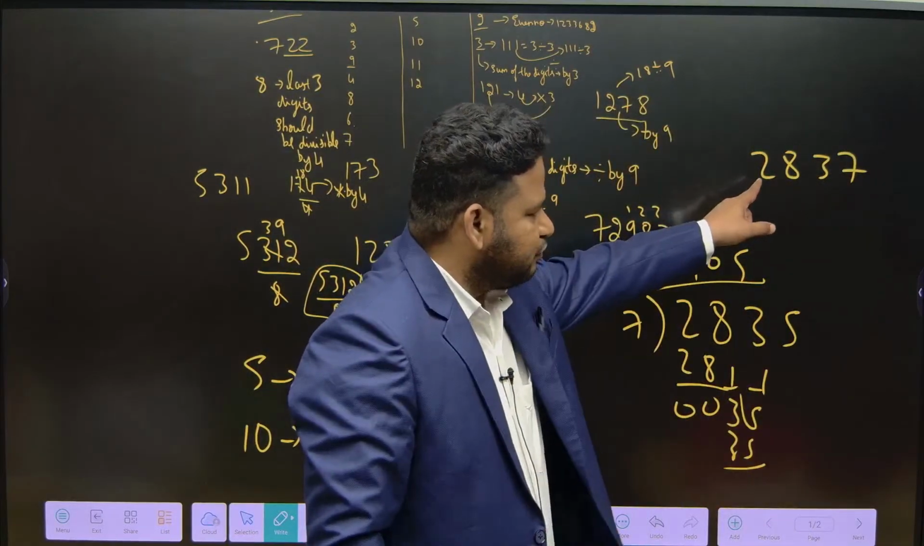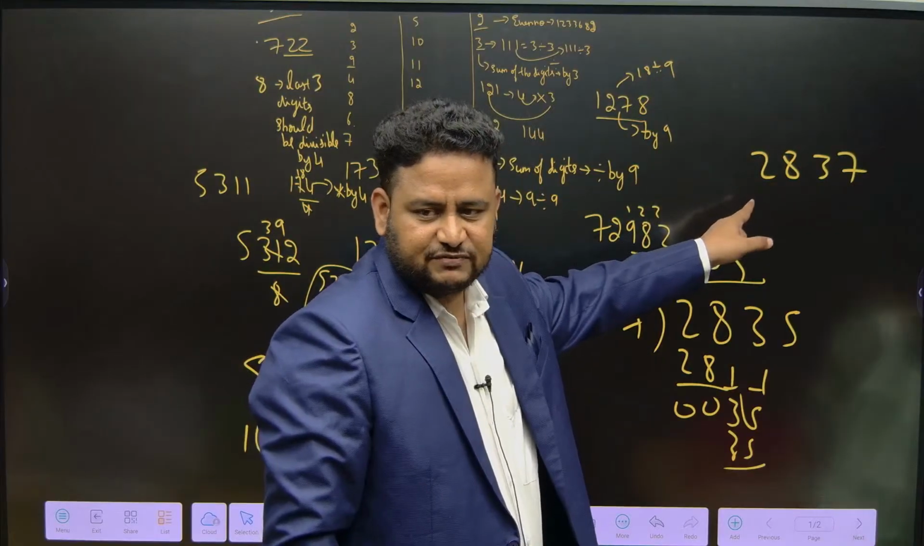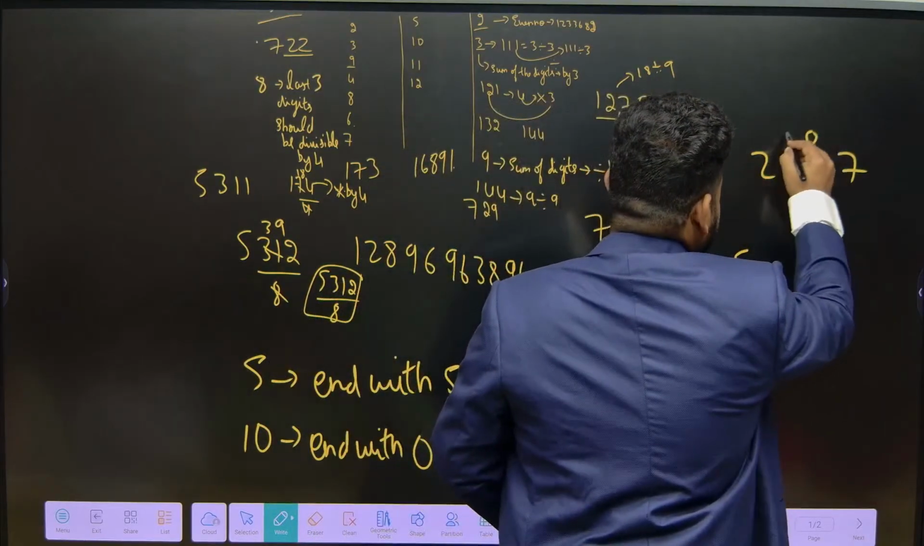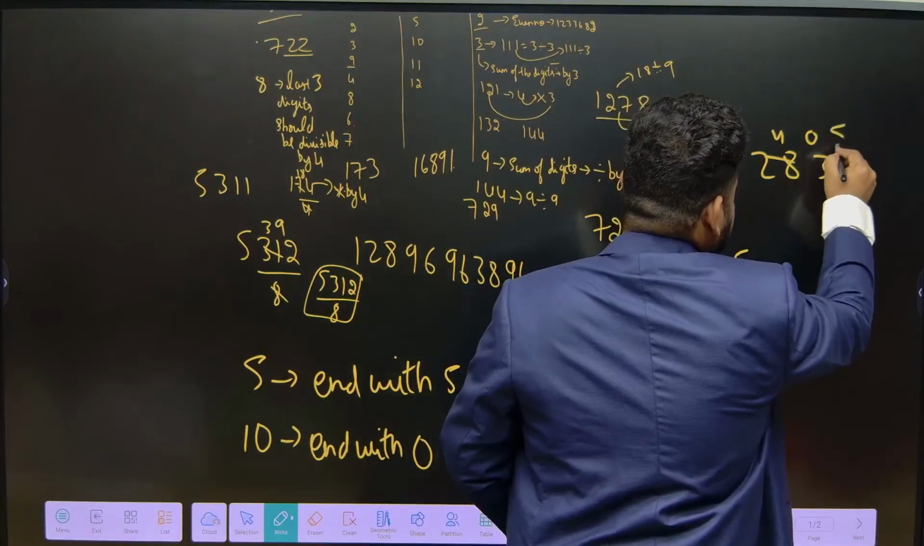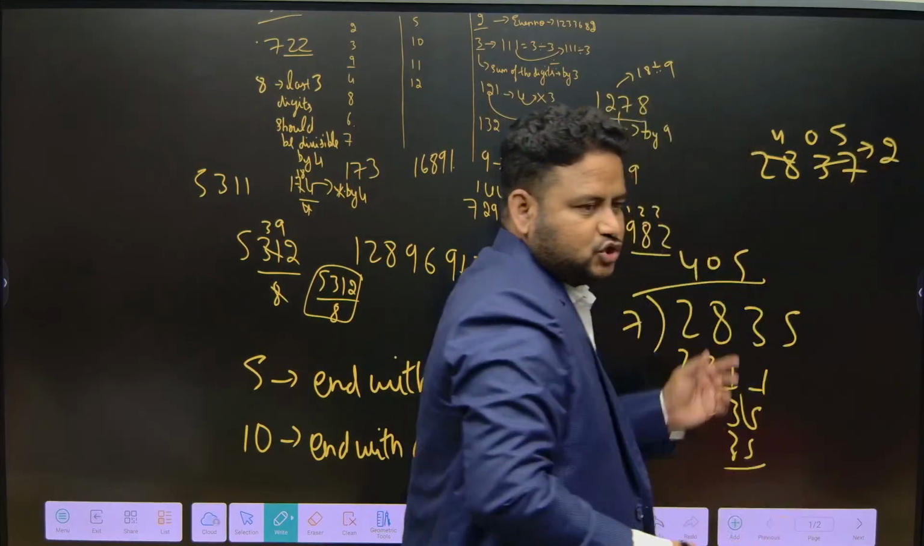2837. 7 4s are 28. Okay, again you will put 0. This is what? 7 5s are 35. Remainder is what? 2 is coming. So it is not divisible by 7.